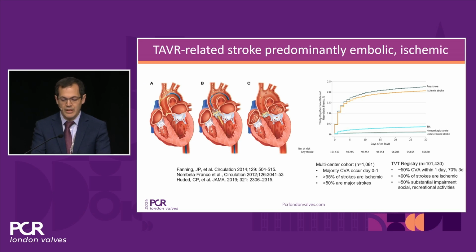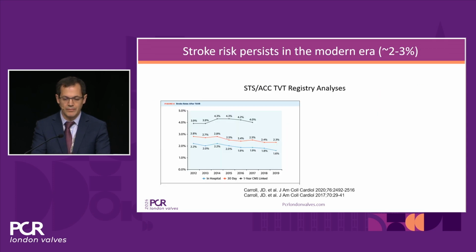And several series have affirmed this, including this early multi-center cohort, and more recently a large-scale analysis from the TVT registry, clearly showing that the vast majority of stroke is an acute peri-procedural complication of TAVR. It often occurs in the very first day, or 75% within the first 3 days. And 95% or more of all strokes will be ischemic and major, often associated with substantial impairment in functional recovery, quality of life, and so on.